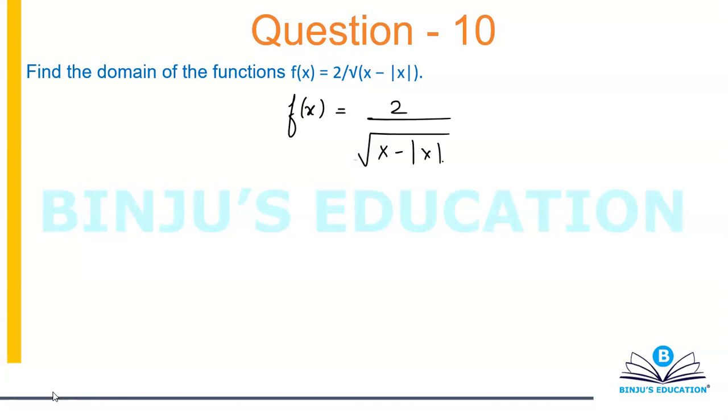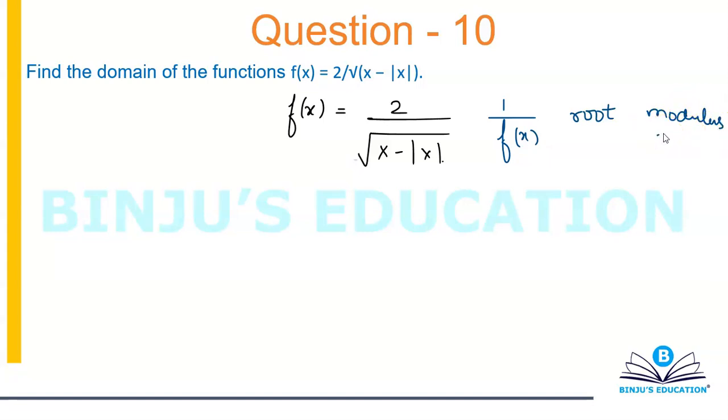Alright, let's try this one. So in this case, I basically have three functions to take care of. I have 1 over a function, I have something within the root, and I have modulus.